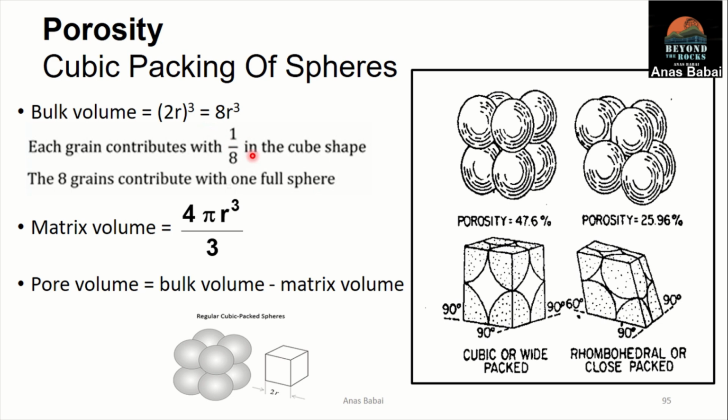So 1/8 multiplied by 8 particles, which is the number of particles, will give us one sphere, and that means the sum of those parts will give us one sphere, which represents the matrix. So the volume of the matrix is actually the volume of a sphere, which is the outcome of adding all those parts together. So this is 4πr cubed divided by 3. This is the matrix volume. By this we can say that we found out the pore volume.